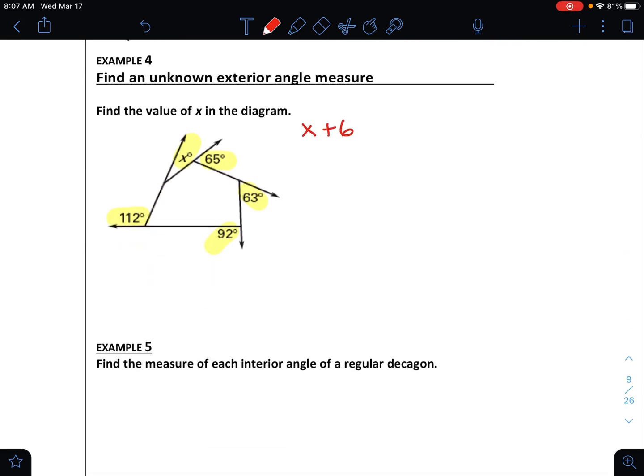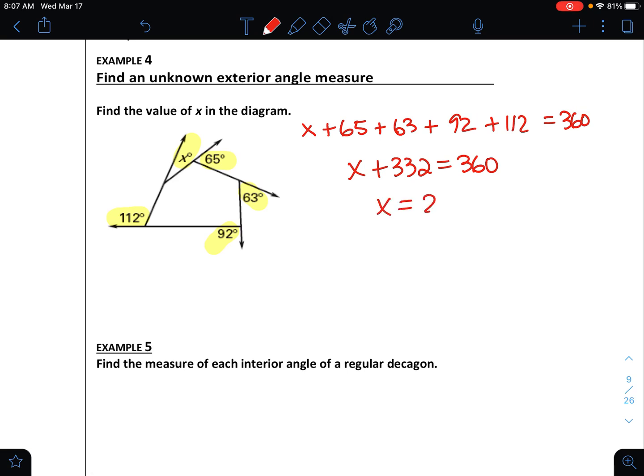So I can take each of those angles, x plus 65 plus 63 plus 92 plus 112 equals 360. And from there I can solve it. Okay, so let's add all those terms together. 65 plus 63 plus 92 plus 112, 332. So x plus 332 equals 360. So let's subtract that from both sides. So 360 minus 332 is 28. So x equals 28. Okay, so I had to visually determine those were exterior angles, and then I had to know they added to 360.